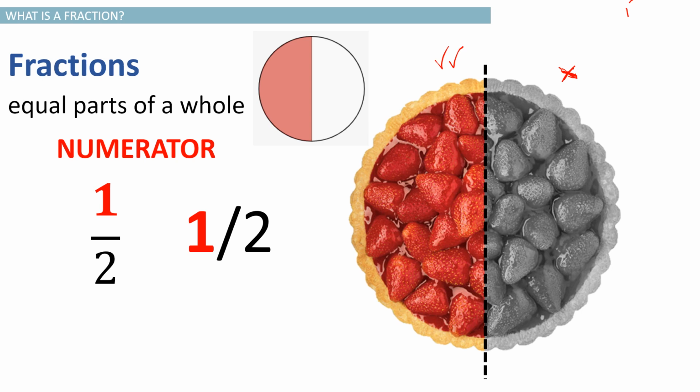This is how it looks when we use a graphical representation. We will shade the number of parts indicated in the numerator, and you see that the whole does consist of 2 equal parts.